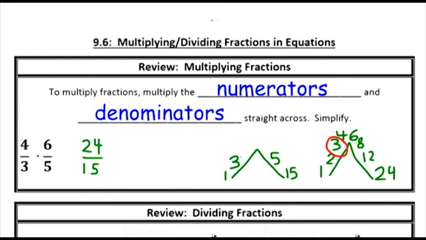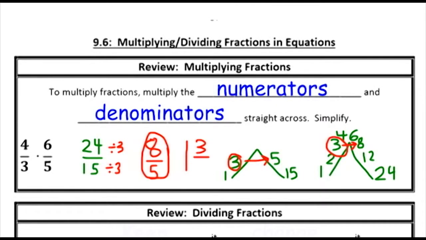That's what I'm going to divide, top and bottom. If you don't divide top and bottom, you are not simplifying correctly. You will change the value of the fraction. 24 divided by 3 is 8. 15 divided by 3 is 5. I will accept improper fractions as answers, although for those of you that want to challenge yourself, 5 goes into 8 one time with a remainder of 3. So as a mixed number, it would be 1 3/5. Either answer is perfectly acceptable.